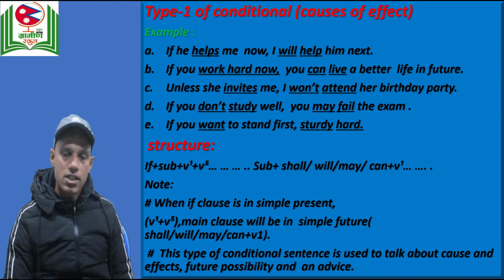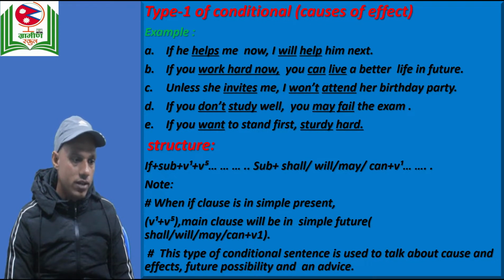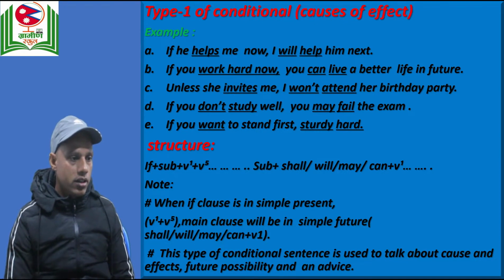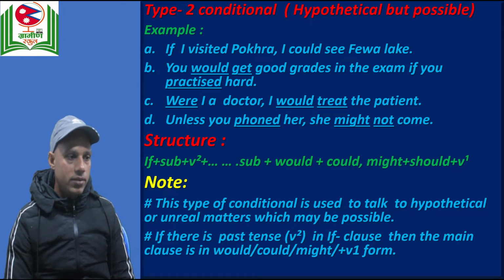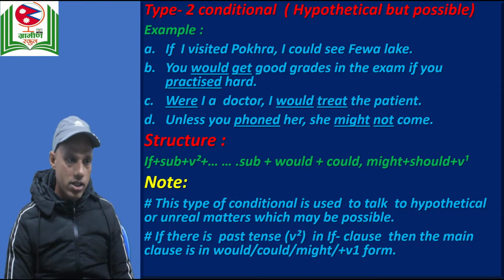Yes, when if clause is in simple present tense, main clause will be in simple future tense, right? Next point we have, this type of conditional sentence is used to talk about cause and effect or future possibility and an advice. Yes, you can see the last sentence in the above example, if you want to stand first, study hard. This is an advice, right? Imperative form of sentence we have in the main clause. Okay, now we have next type of conditional sentence, that's type 2 conditional.